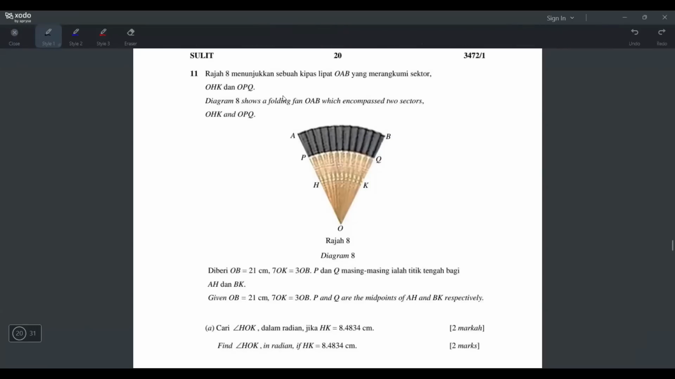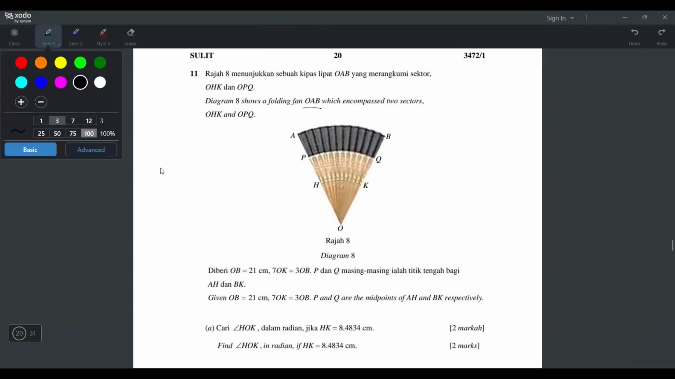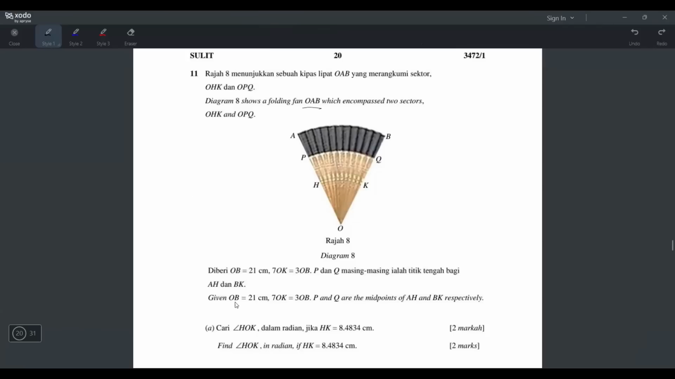Number 11: diagram 8 shows a folding fan OAB. This is a sector shape, which encompasses 2 sectors, OHK and OPQ. So OHK is one sector, OPQ is another sector, and OAB is the big sector. Now I want to read the question. Given OB is 21 cm. So let's label this.